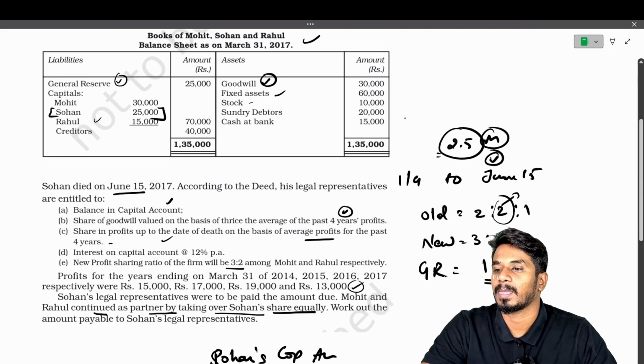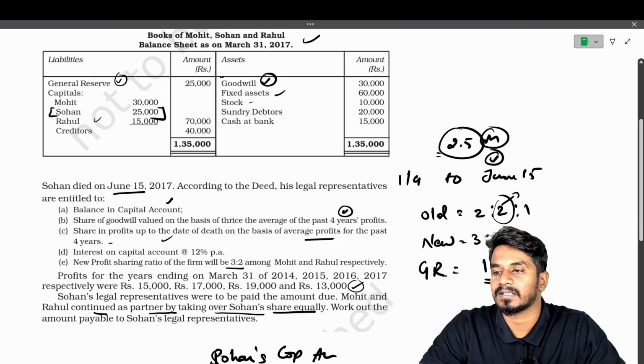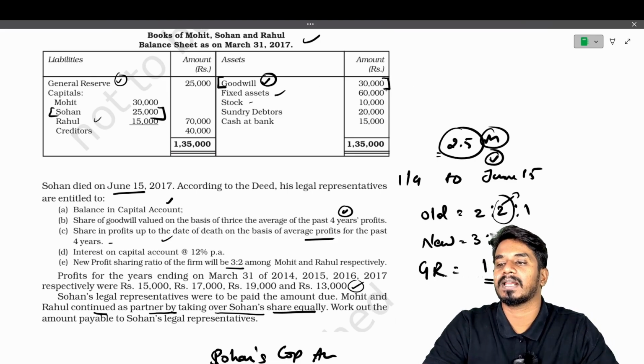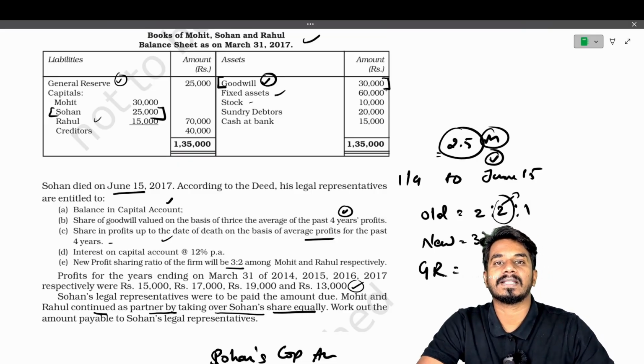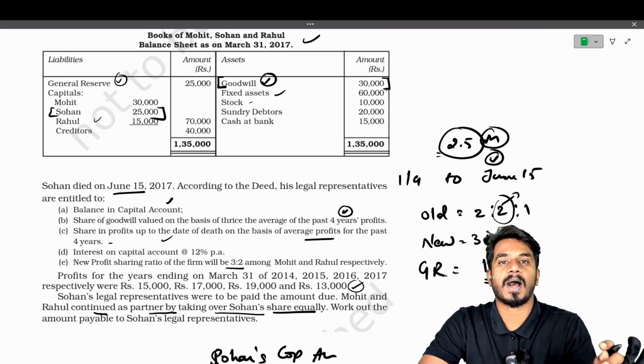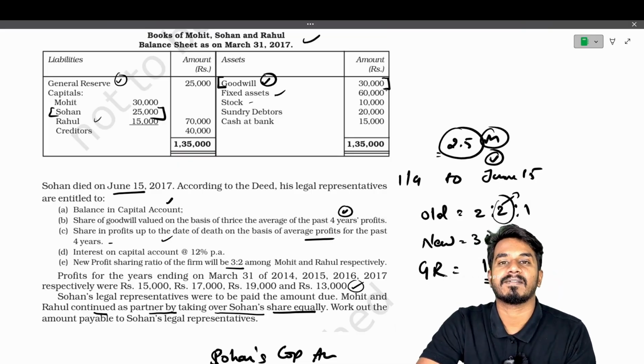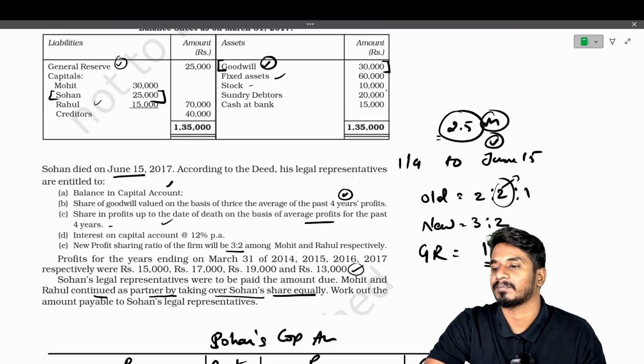Next, what is there? And yeah, goodwill is there. If you see any goodwill in the balance sheet, we have to share it among the partners. We have to show it on the debit side of the partners' capital account, because already some goodwill we have calculated and given.